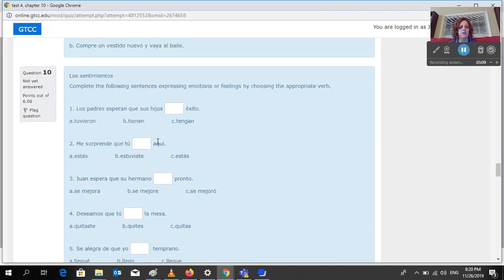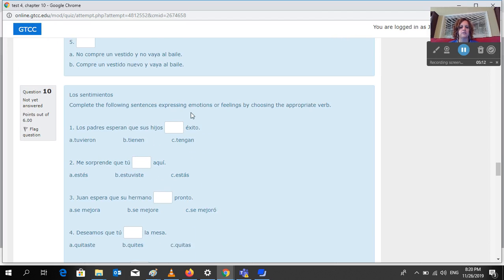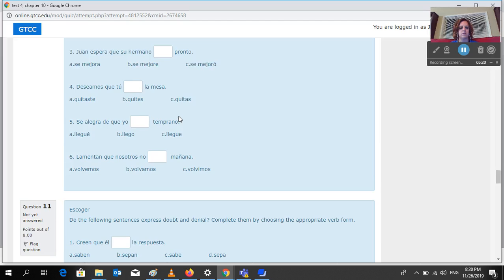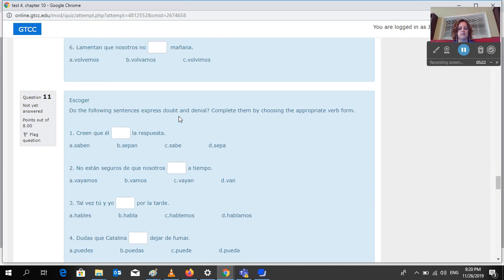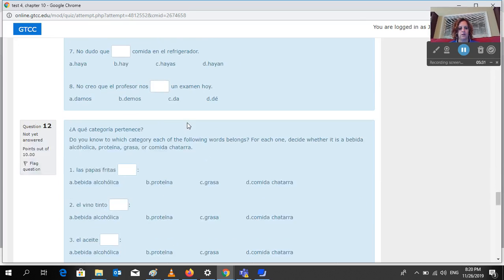And then here, los sentimientos. Complete the following sentences expressing emotions or feelings by choosing the appropriate verb. So you have the same verb conjugated in multiple tenses. You decide which tense would best complete the sentence. You're doing the same thing here. This is doubt and denial. So you read through and decide which conjugation of the verb would best complete the sentence.